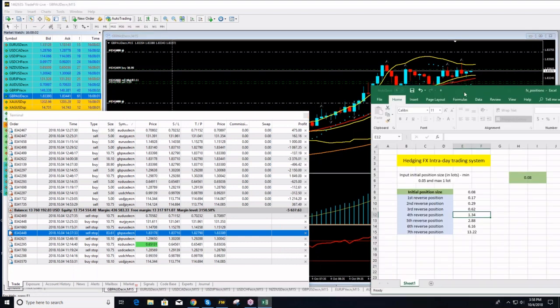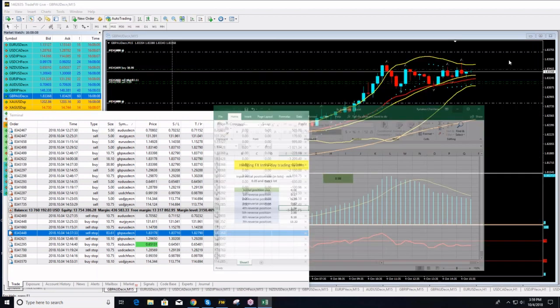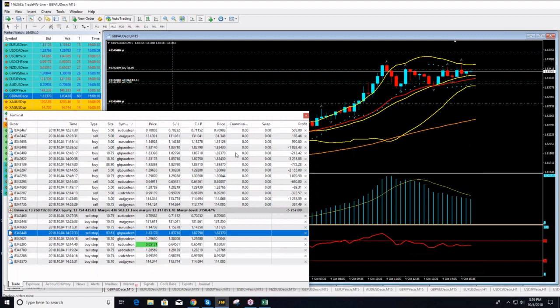So I hope this makes it easier and more convenient, guys, for you to follow us. If you wish, I would like to repeat that it's impossible to follow us on all 10 pairs that I'm trading. You can make your own choices.